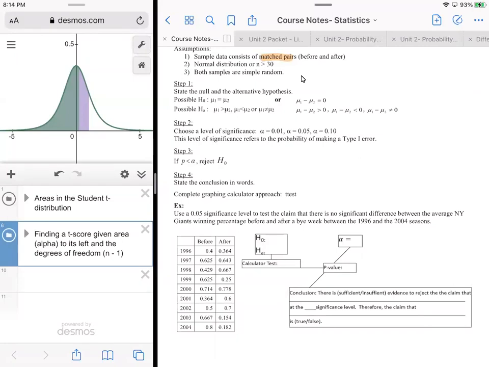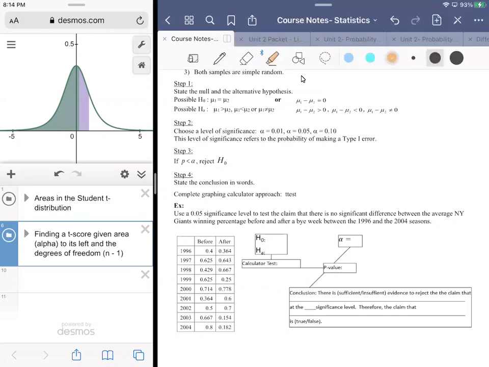First off, in the example, use a 0.05 significance level, right, to test the claim that there is no difference between the average New York Giants winning percentage before and after. So the key phrase, before and after, indicates a matched pairs design. A bye week, you don't necessarily need to know what that is in order to evaluate the problem. Just before and after some event occurred between the 1996 and 2004 seasons.